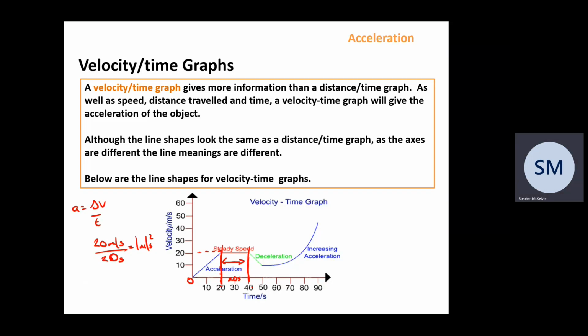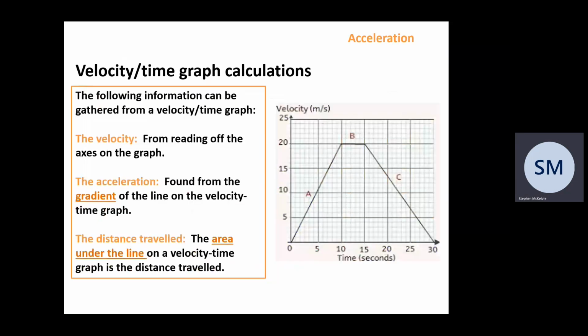You can find the velocity from reading off the axes in the graph. So if I asked you what velocity this object was going at in section B, it would be 20 meters per second. You can find the acceleration from the gradient. So this is 20, this is 0, this is 10. Delta V divided by T would be 20 divided by 10, which is 2 meters per second squared. So I can find my acceleration at this point.